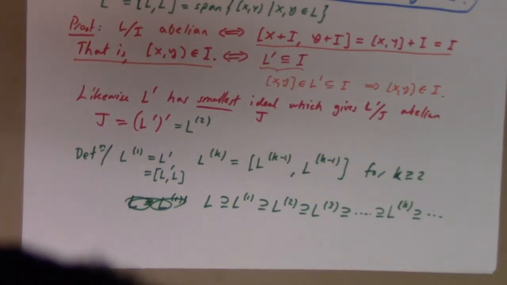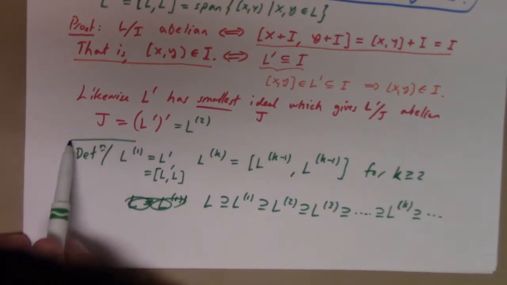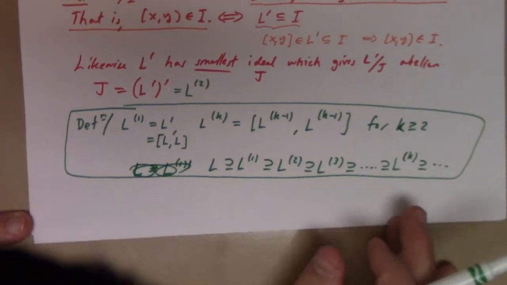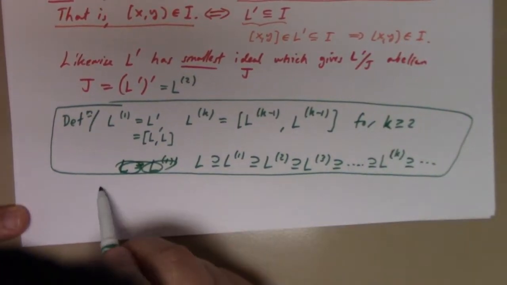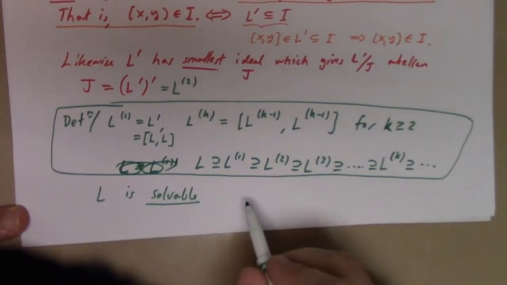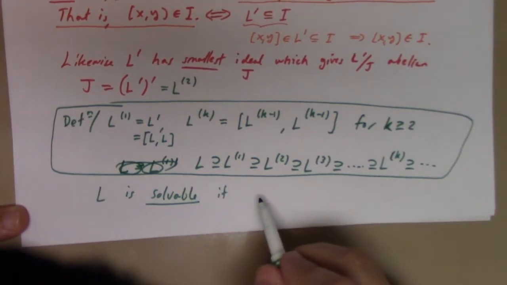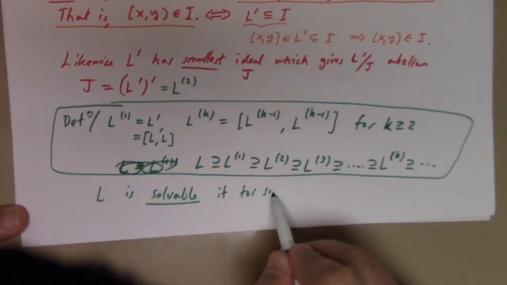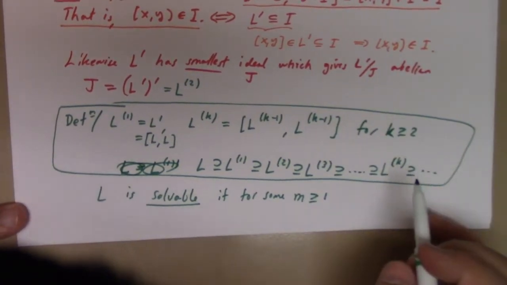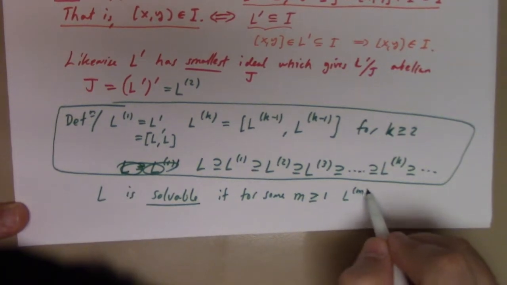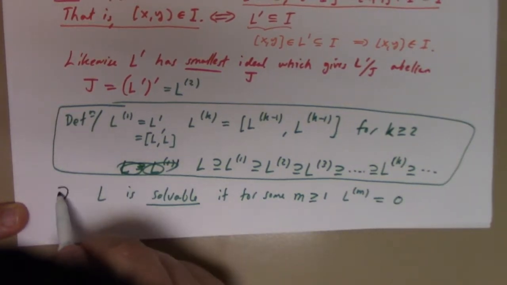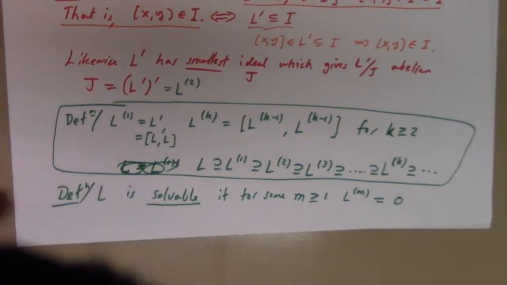That brings us to our definition of solvable. So here, this was just the definition of the derived series. So, L is solvable if what? If for some m greater than or equal to 1, we have the derived series Lm equals 0. So the definition of solvable is that. All right.